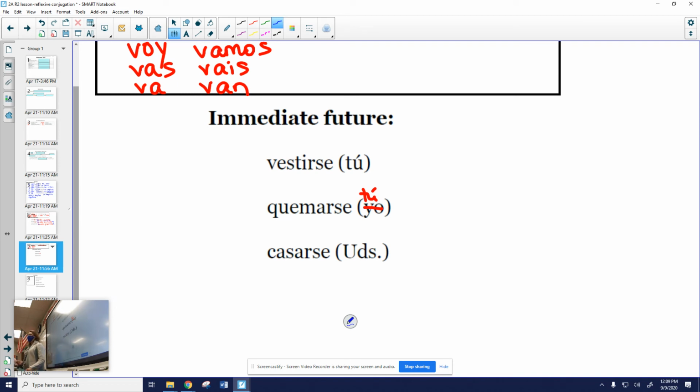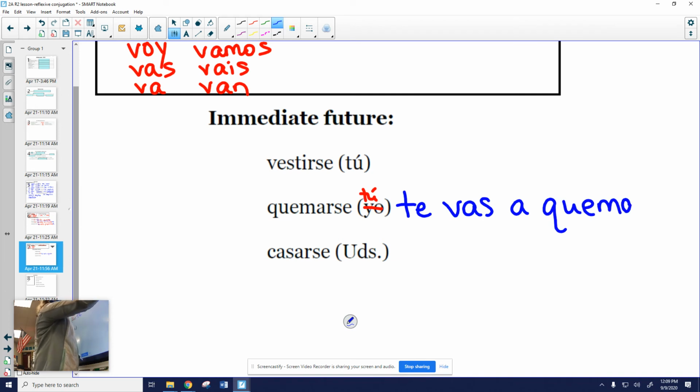Which reflexive pronoun will we use? Me, te, se, nos, os, se? Te. And then we need a form of ir. Voy, vas, va, vamos, vais, van. Vas. We need the word a. And then we need the infinitive, quemar. Te vas a quemar. You're going to burn yourself.